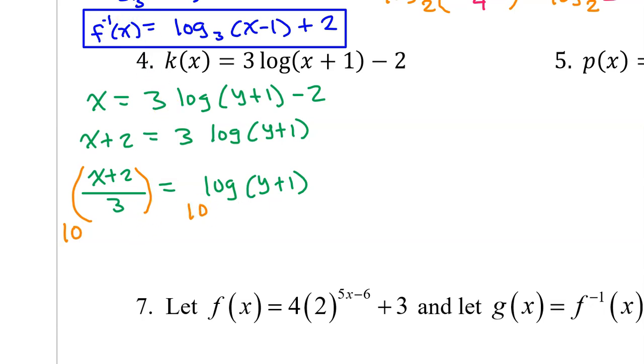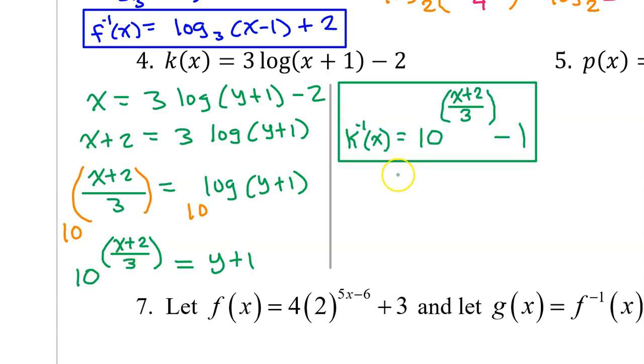So when I recopy the equation, on the left side I have 10 to the x plus 2 over 3 power, but on the right hand side I just have y plus 1. To get y by itself, we just subtract 1 from both sides. Let's go ahead and use proper notation though. So here's the final answer. K inverse is equal to 10 to the x plus 2 over 3 power, minus 1.